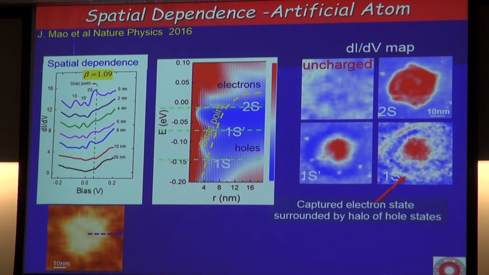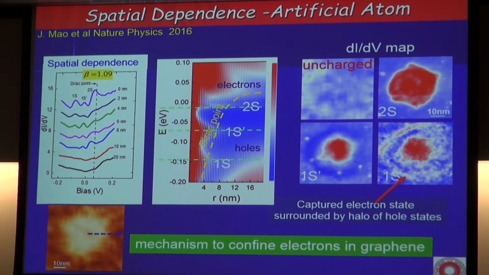So we have a captured electron state surrounded by a halo of hole states, and it's a mechanism. These vacancies are a mechanism to confine electrons in graphene. Yes? Just so I can really capture what's going on here, I think you've been describing a scenario in which you're adding electron by electron by this pulsing process. Is that fair? I'm adding what? Well, your beta parameter.